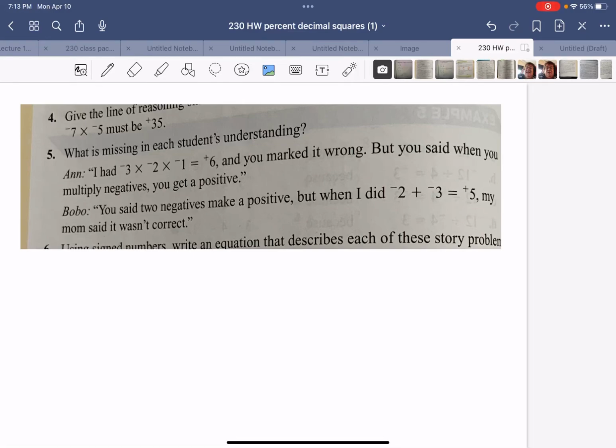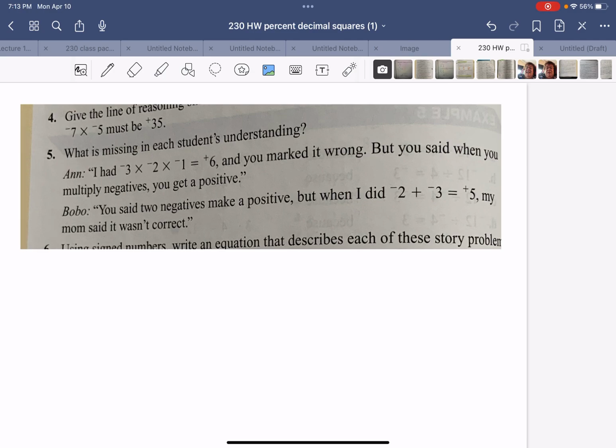Hey there. So here's some tips for homework problem number 5 from the text. It says, what is missing in each student's understanding? Anne said, I had -3 times -2 times -1 equals +6, and you marked it wrong. But you said when you multiply negatives, you get a positive. And you're trying to identify her misunderstanding.